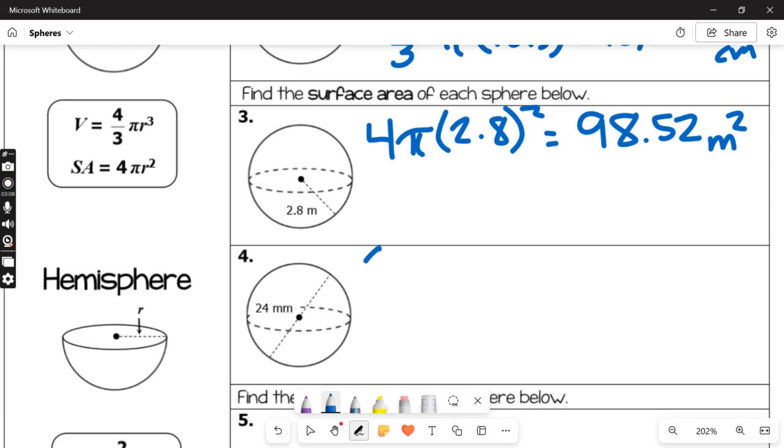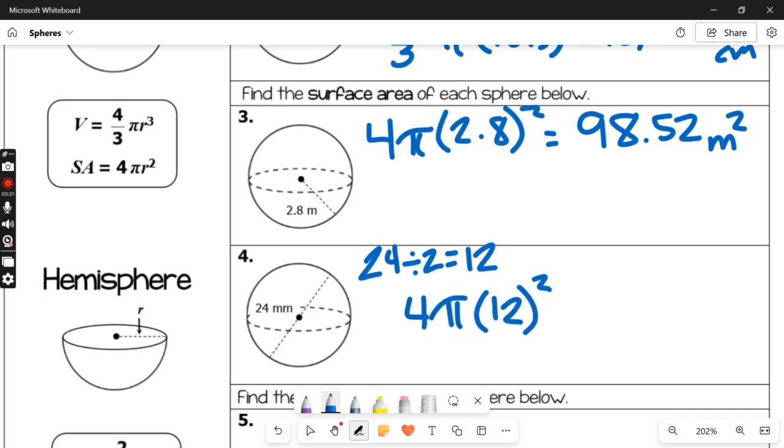Okay, on number 4, I'm given a diameter, so I need to cut that in half first. So half of 24 is 12. And then I'm looking for surface area, so this will be 4 pi times 12 squared. Please make sure you pay attention to whether you're looking for volume or surface area. So we get 1809.56 millimeters squared.